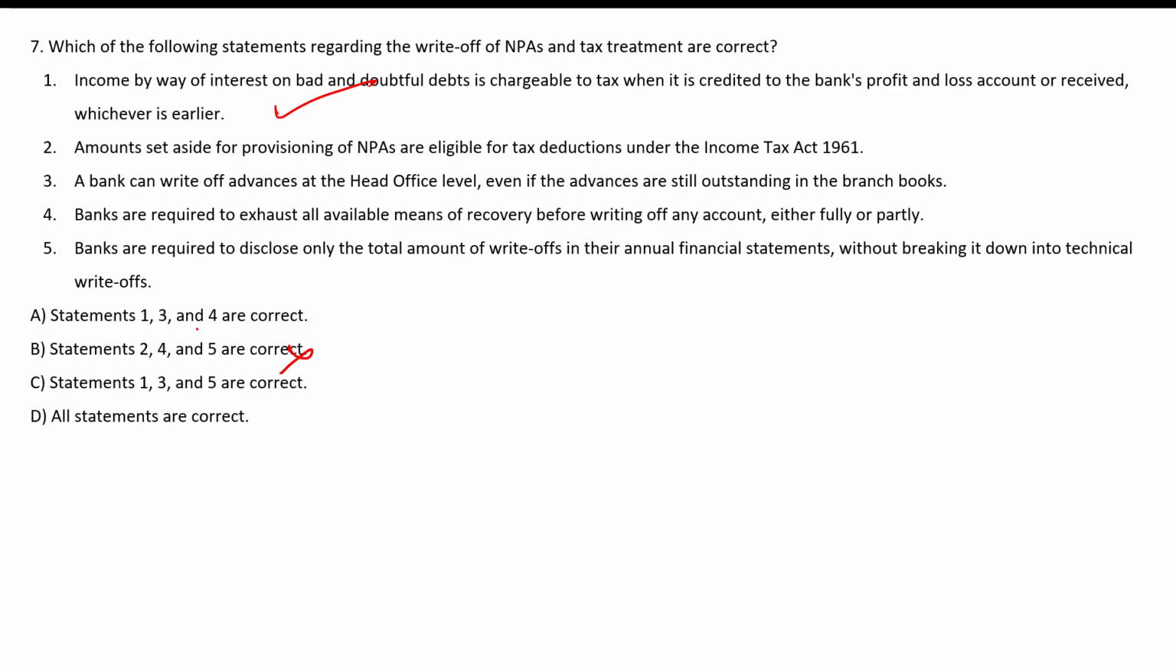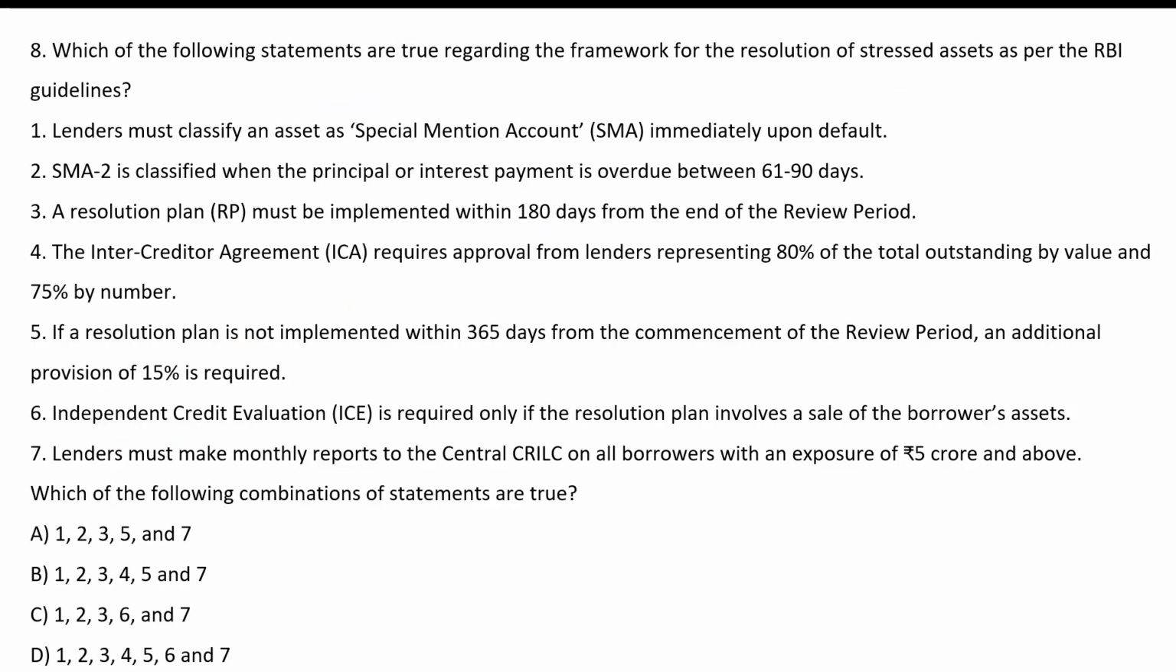So let's read statement number 4. Banks are required to exhaust all available means of recovery before writing off any account, either fully or partly. This is also correct. So 4 is correct. Let's read statement number 2 as well. Amount set aside for provisioning of NPA are eligible for tax deduction. So they are not eligible for tax deduction, and hence statement 2 is not correct, making option D as not correct. 4 is correct, which is only there in option A. So option A is the correct answer for this question.